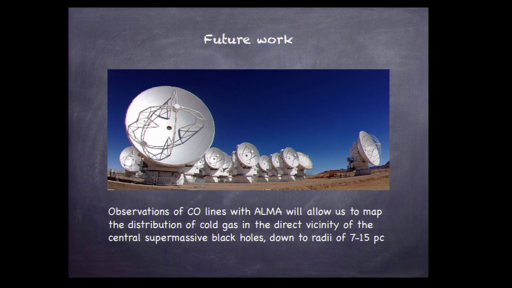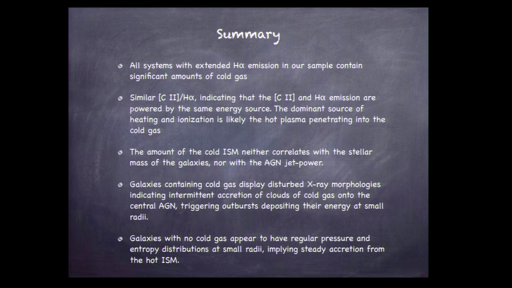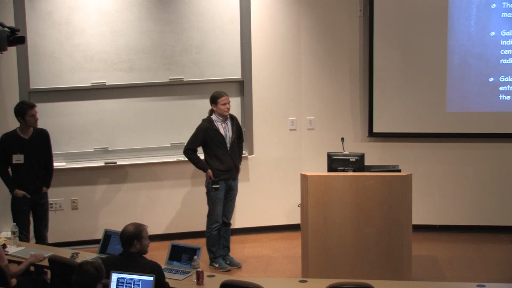So in the future, I would like to follow up on this. Now we detected C2, so we know that there must be CO emission, and with ALMA we will see it very easily. And I would like to map the CO emission close to the black holes at radii of 7 to 15 parsecs. We will be able to access this direct vicinity of the black holes. And this is my summary. Thank you.